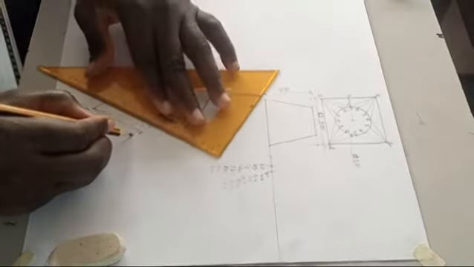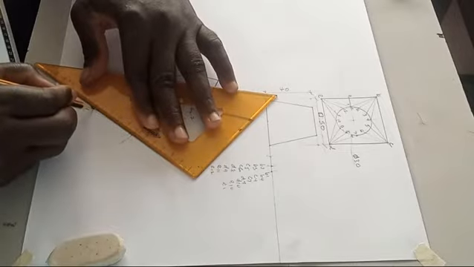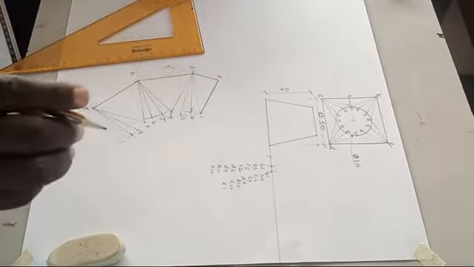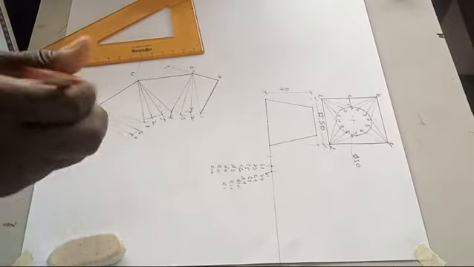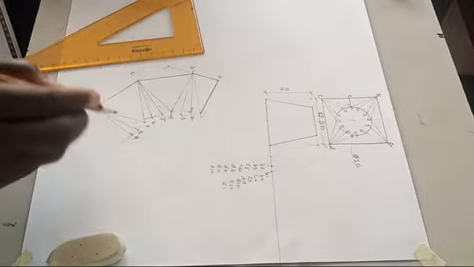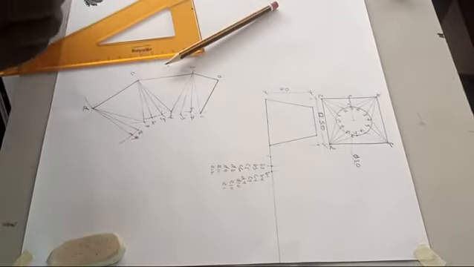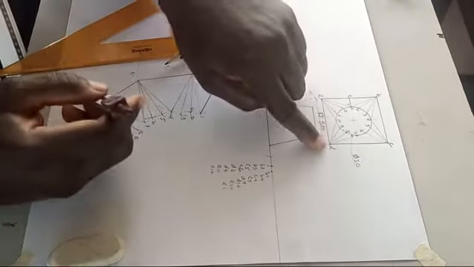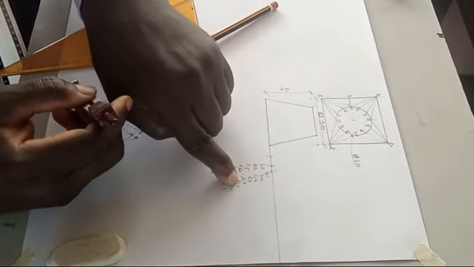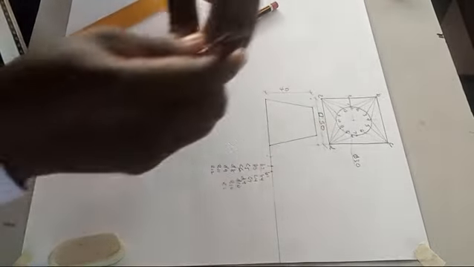So 8 to 9 is somewhere here, like that. That is 8 to 9. Now this is our 9. Now the next one is D going to 10. D to 10. This line, the true length, where is D to 10? D to 10 is here. So the true line is this place.